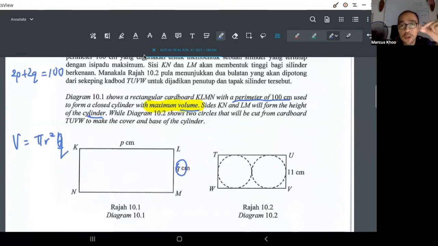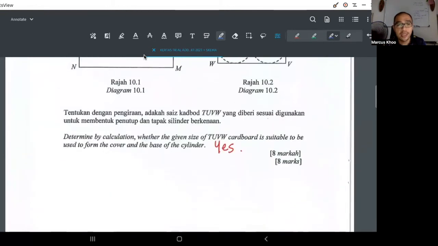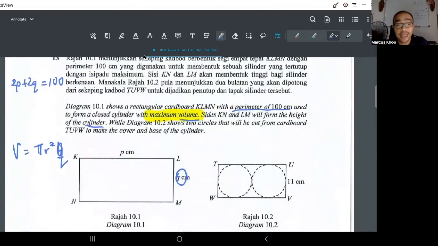Diagram 10.2 shows two sides that will be cut from the cardboard TUVW to make the cover and the base of the cylinder. That one later. Then the question is, determine by calculation whether the given size of TUVW cardboard is suitable to be used to form the cover and the base of the cylinder. So this is a whole chunk of 8 marks. It's only one single question and it becomes 8 marks.